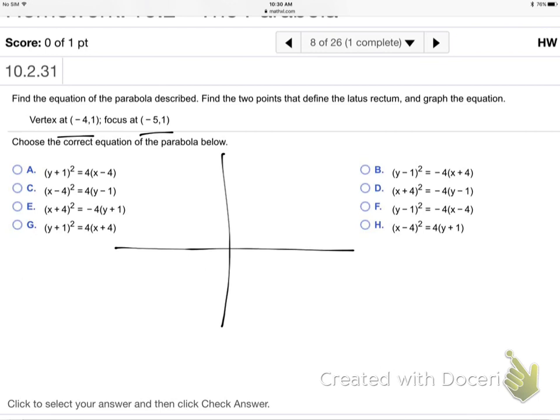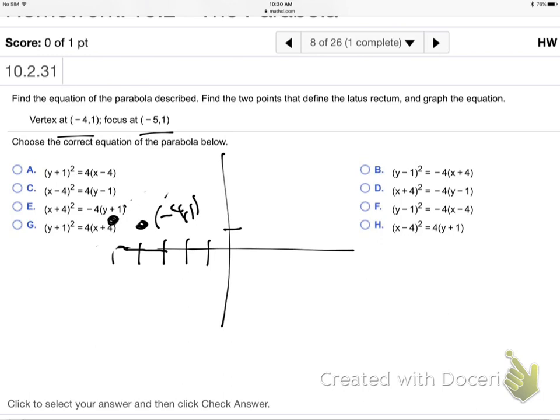All right, so vertex negative 4, 1, focus negative 5, 1. Can you find those points? Let me let you put those on the graph. 1, 2, 3, 4. Oh, not up 1. I forgot about the up 1. So right here, back 4 up 1, and right here, back 5 up 1.